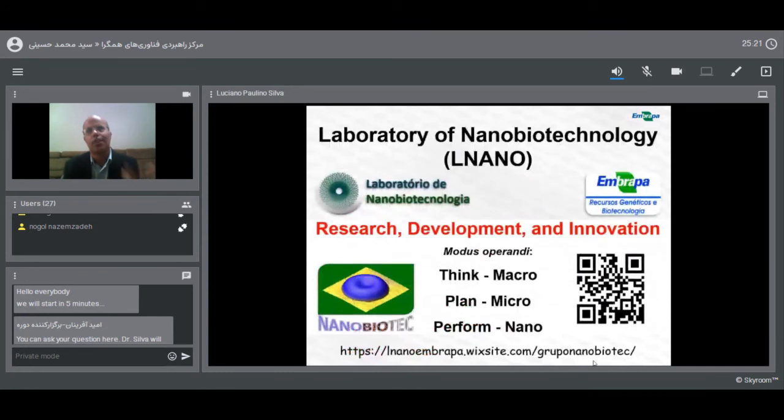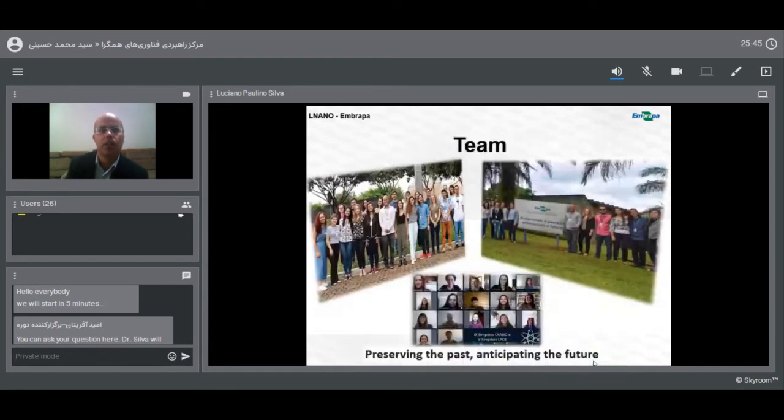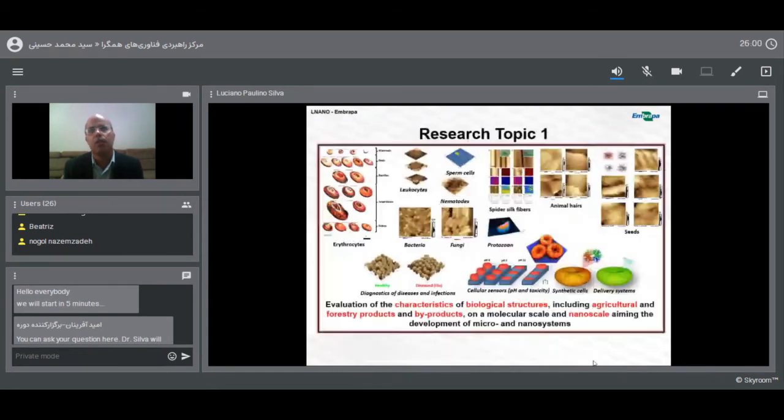And related to that, our Laboratory of Nanobiotechnology in Brasilia has developed research, development, and innovation whose modus operandi is to think macro, plan micro, and perform nano. And in this way, we have this infrastructure in these spots that we can observe. Our team is these people that we are seeing in this image, and we have developed a lot of studies at this time of social distance, and we have 6 major research topics in our team.